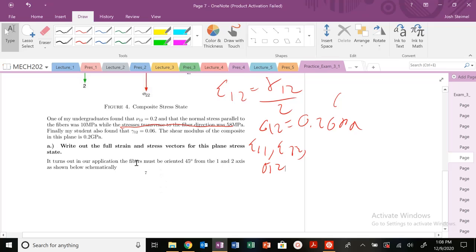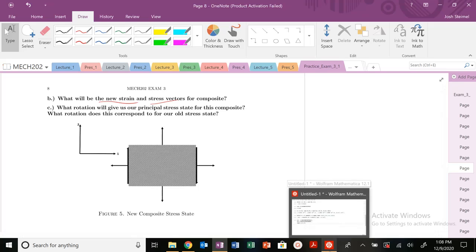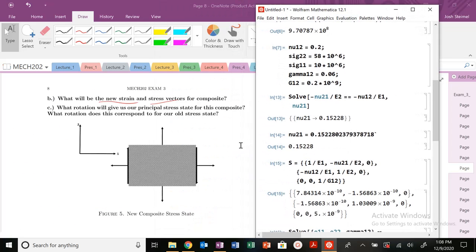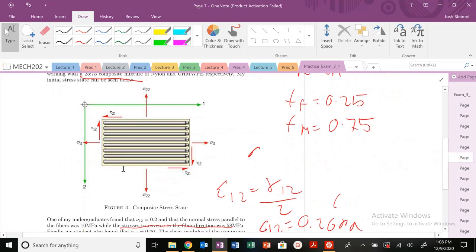So now it says, turns out in our application, the fibers must be oriented 45 degrees from the 1 and 2 axis as shown below. So we need to rotate our system and apply that same stress. So we need to figure out, okay, what is going to be the new strain and stress vectors for our composite material? Well, let's go ahead and solve this in a number of different ways. So we're basically taking our system, rotating it, and seeing what's going to be the stress in that new coordinate system. You could imagine it looking like this new composite stress state, or again, it's just this idea of rotating the coordinate system.